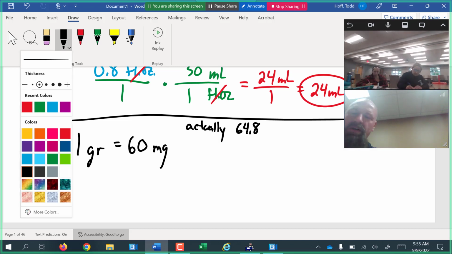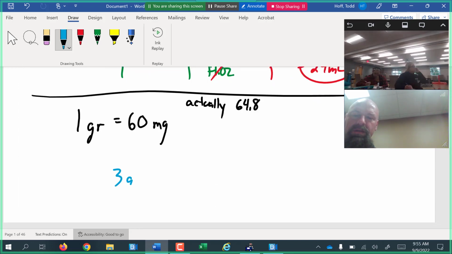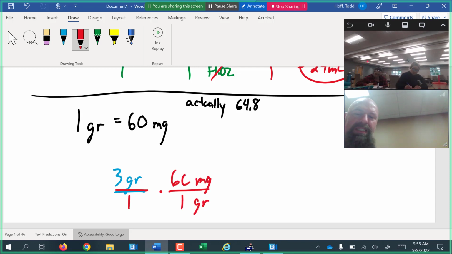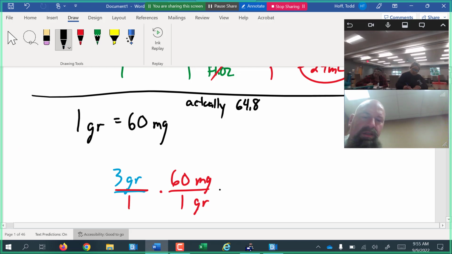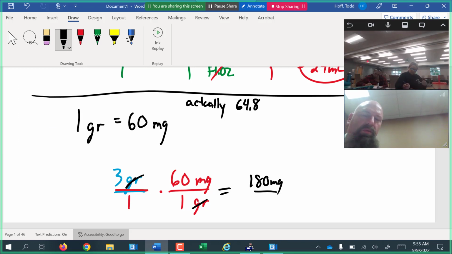So if we have something that comes up as 3 grains, and I need to convert that into milligrams, put it over 1. Grains are on bottom, milligrams on top. 1 grain is 60 milligrams. Grains cancel out. 3 times 60 milligrams is 180 milligrams. 1 times 1 is 1. So 180 milligrams over 1 is just 180 milligrams.